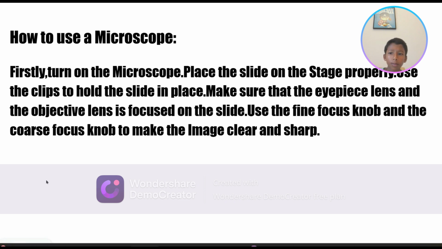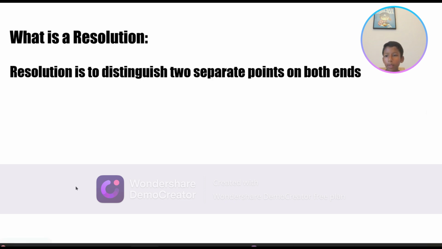How to use a microscope? Firstly, turn on the microscope. Place the slide on the stage properly. Use the clips to hold the slide in place. Make sure the eyepiece lens and the objective lens are focused on the slide. Use the fine and coarse focus knobs to make the image more clear and sharp. What is resolution? Resolution is the ability to distinguish two separate points.